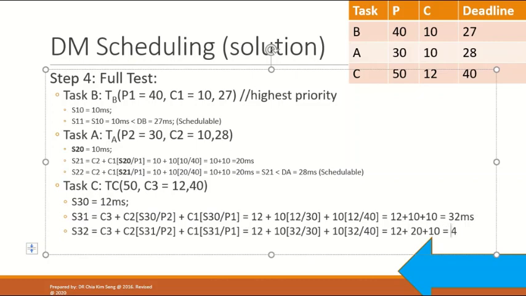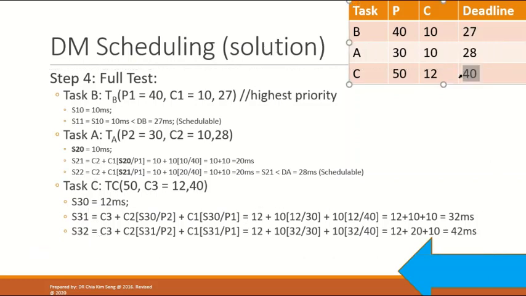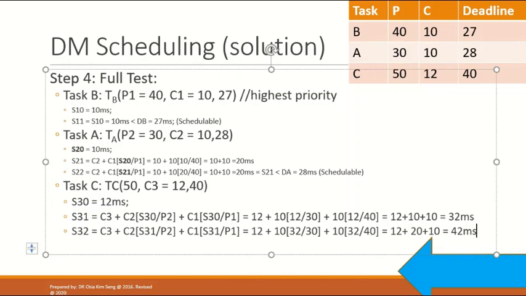Okay, basically it looks like we can stop already. Why can we stop even though we have not reached the same value? Because actually it's more than the deadline already. So it's not schedulable based on this one. Bigger than the DC. Not schedulable.